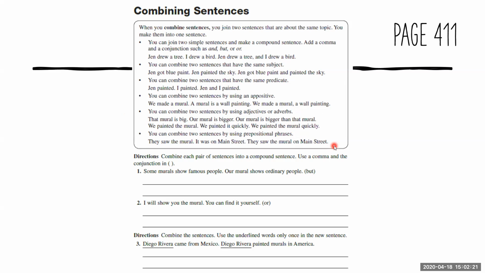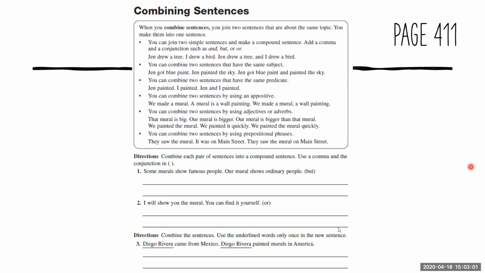And then the last one says you can combine two sentences by using prepositional phrases. They saw the mural. It was on Main Street. They saw the mural on Main Street. Prepositional phrases with combining sentences are also something you will tackle in grade 4 in a bit more detail. So don't confuse yourself too much about the last 2 points because it is not really something that applies to you. This is placed here just purely for information purposes to tell you that there are many ways of combining sentences. What we are focused on is combining sentences with the same topic, same subject, same predicate using our conjunctions and, but, and the conjunction or.